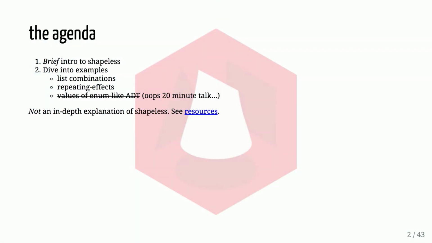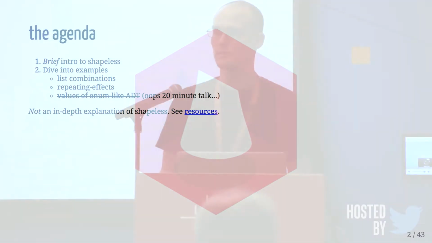So yeah, today I'm going to give kind of a brief introduction to Shapeless, but not really because I don't have time. So mostly I'm going to dive into a couple examples of a couple methods I've written at work over the past few years. These are things that I've written at like Fortune 500 companies, and Shapeless can be used in the real world. It is used, and I want people to know that.